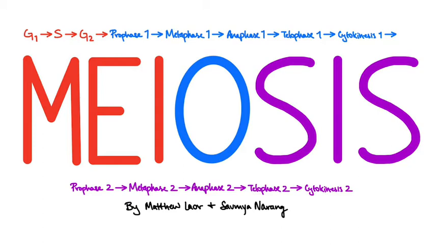Meiosis is the process of cell division that creates gametes, like sperm and egg cells. There are three parts of the cell cycle that it entails: interphase, meiosis I, and meiosis II.